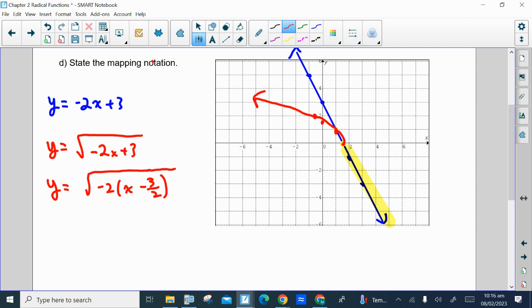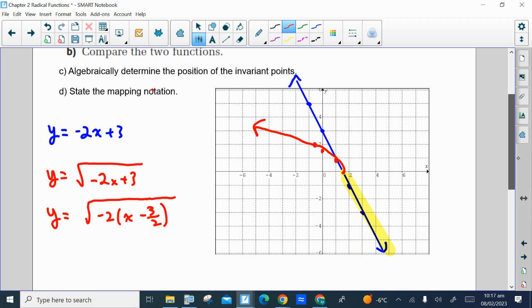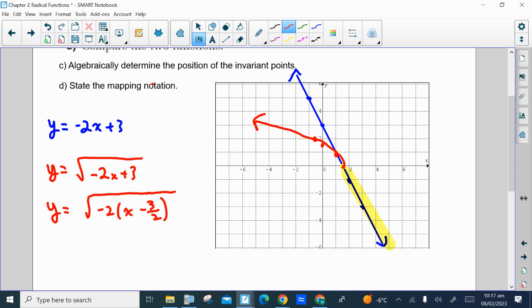Now, there are two invariant points here. The invariant points are where y is 0, because the root of 0 is still 0, and also where y equals 1, because the root of 1 is still 1. And in part C, it asked us to algebraically determine the invariant points. The invariant points for the square root of a function will always be where y equals 0 and y equals 1. And because they're invariant points, they're on both equations. They're on the original equation and they're on the new equation.